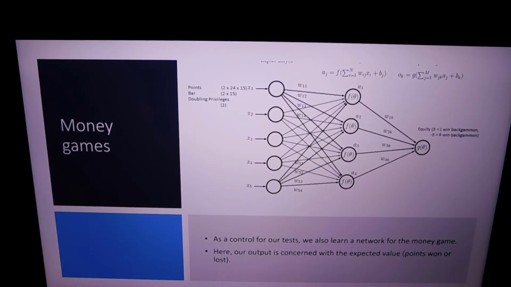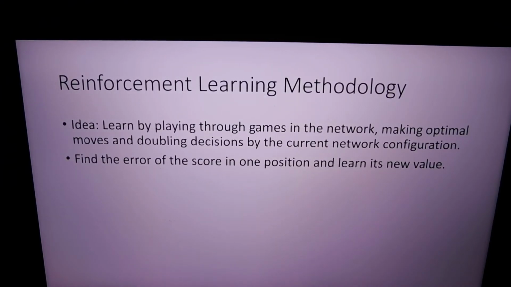We got the points, the bars, and the doubling privileges, and in this case, we're trying to estimate the expected score, right? Plus or minus, depending on if we win or lose. Now, what do we do to learn the network?